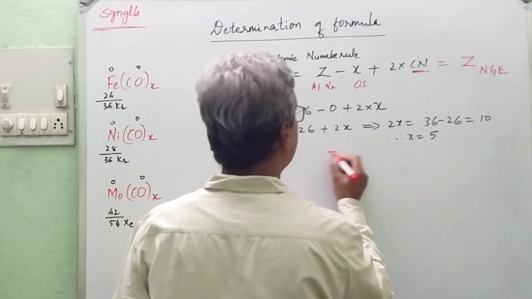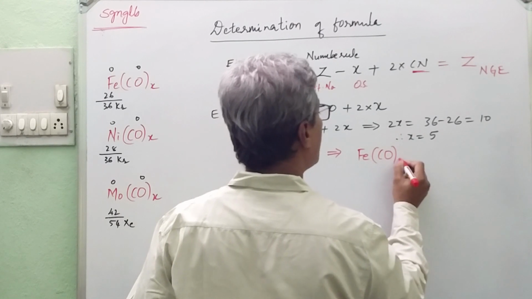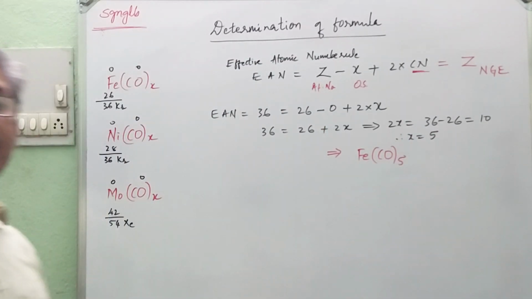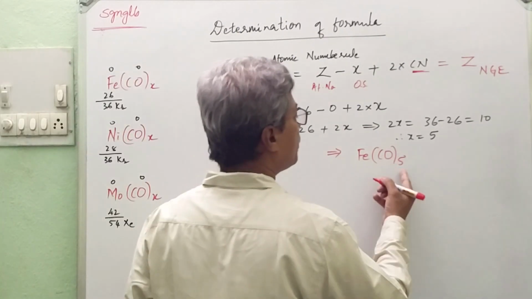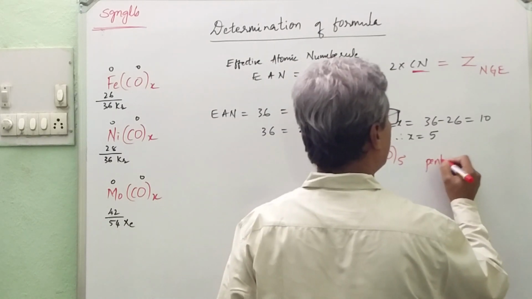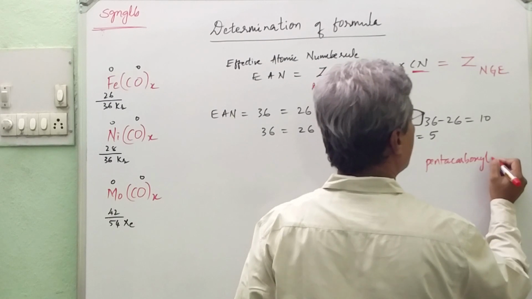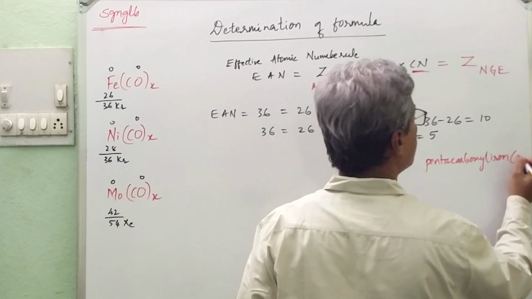And this implies that the formula is Fe(CO)5, iron pentacarbonyl. Its IUPAC name is pentacarbonyliron(0).